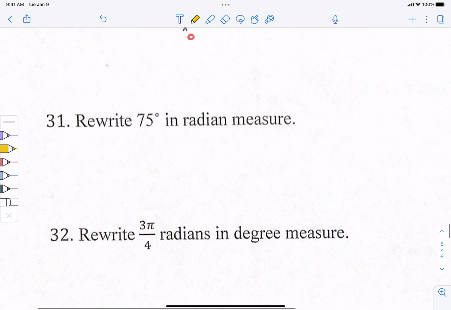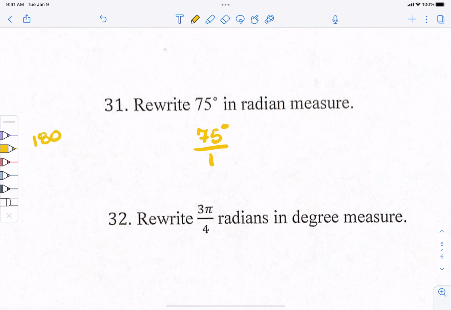31 is radians versus degrees. So if your calculator's in radians, you didn't get the right answer on the last one. We're rewriting 75 degrees in terms of radians. I'm gonna make that into a fraction, okay? And we talked about how 180 degrees is equivalent to pi, that we call that pi as a radian measure. So this is a degree and this is a radian measure, okay?